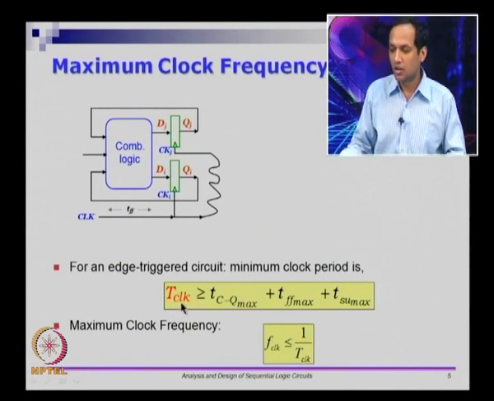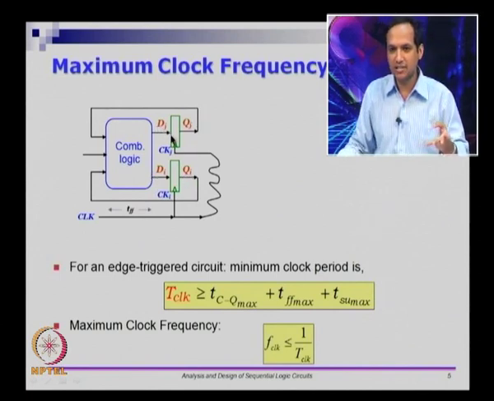So T of the clock, or the width of the clock, should be greater than TCQ max plus TFF max plus TSU max. In fact, T clock should be greater than TCQI plus T flip flop to flip flop, so essentially the QI to DJ delay plus TSU of this QJ flip flop. There will be 4 such constraints: QI to DJ, QJ to DI, then QI to DI itself and QJ to DJ itself.